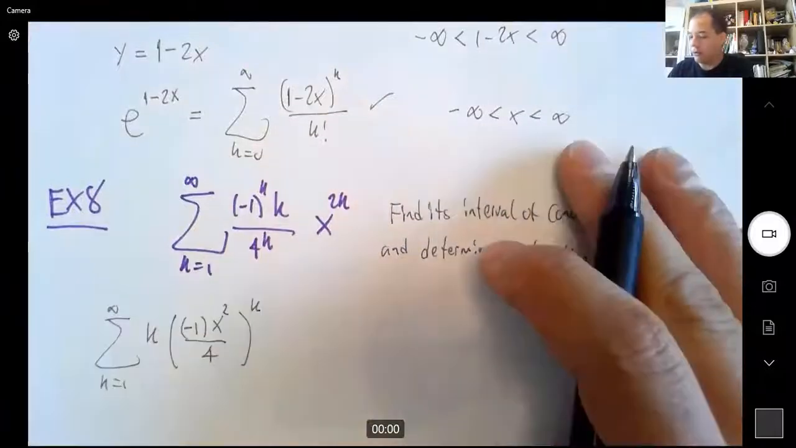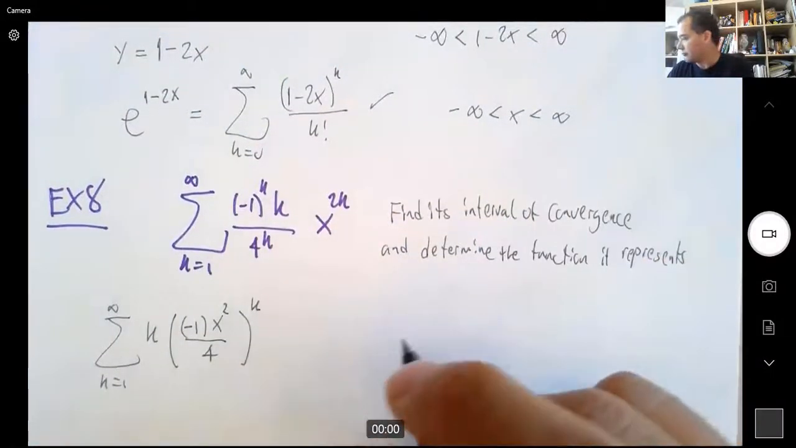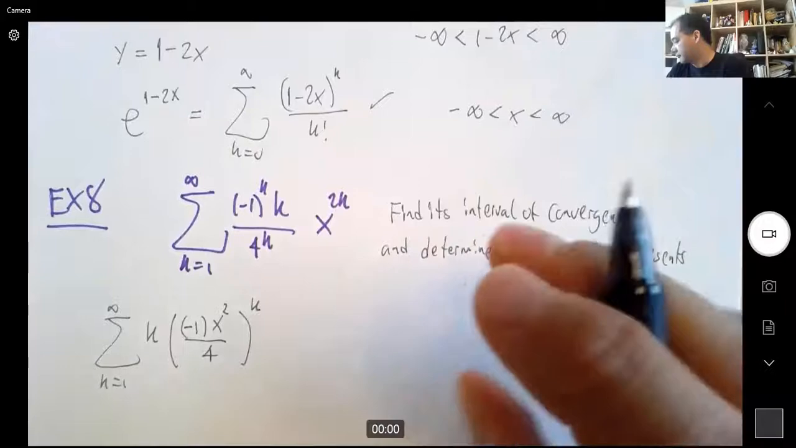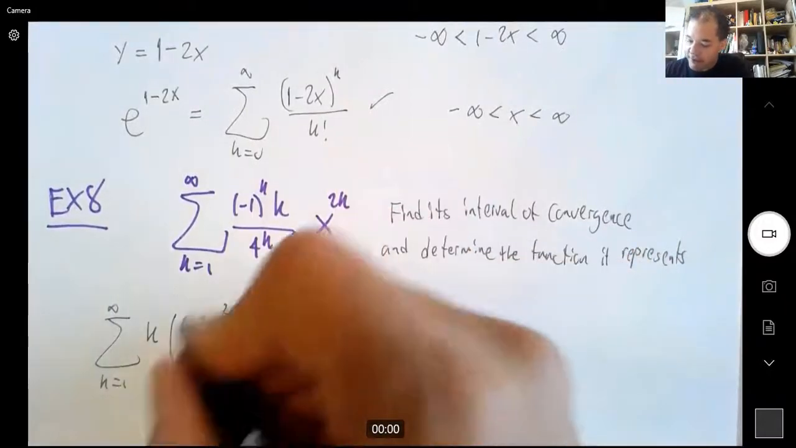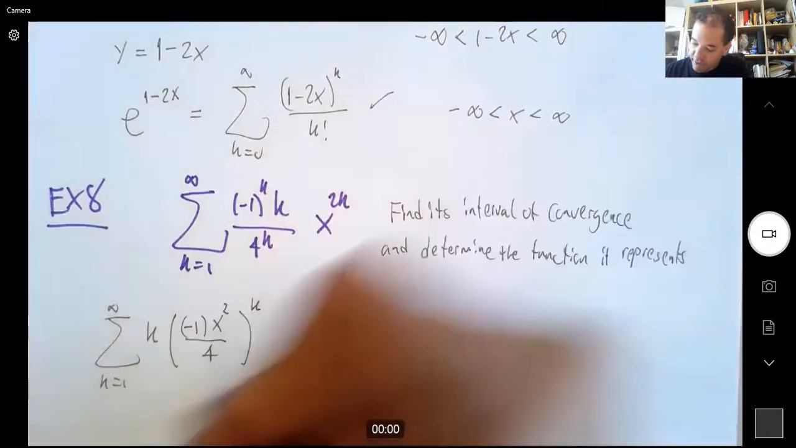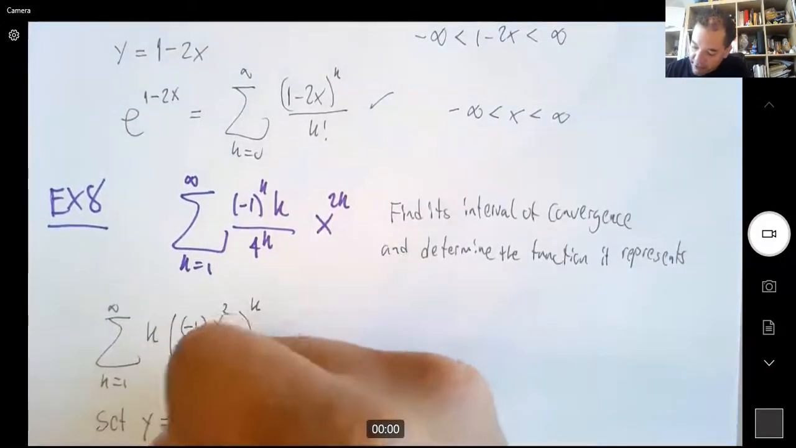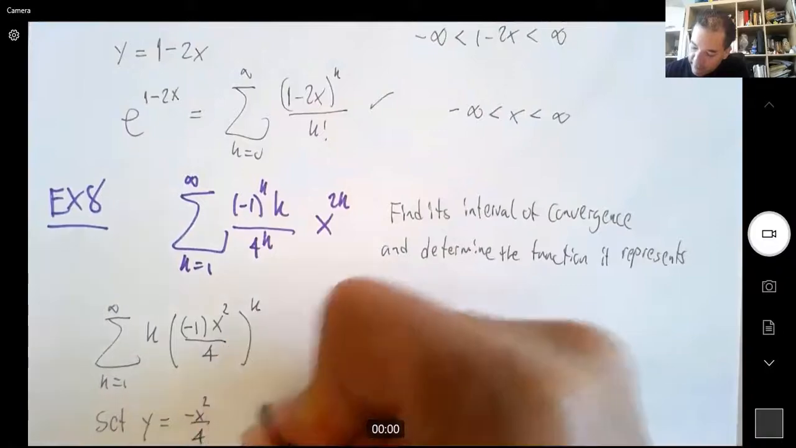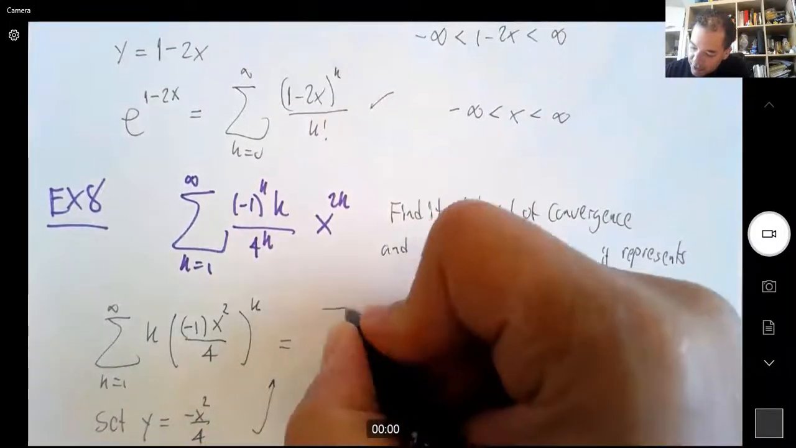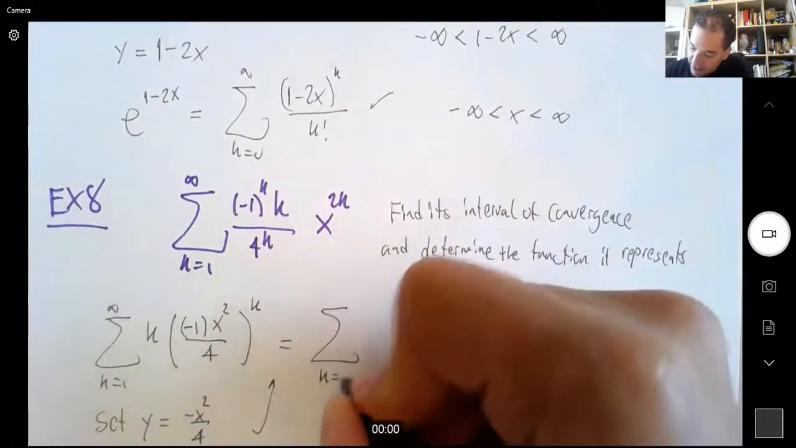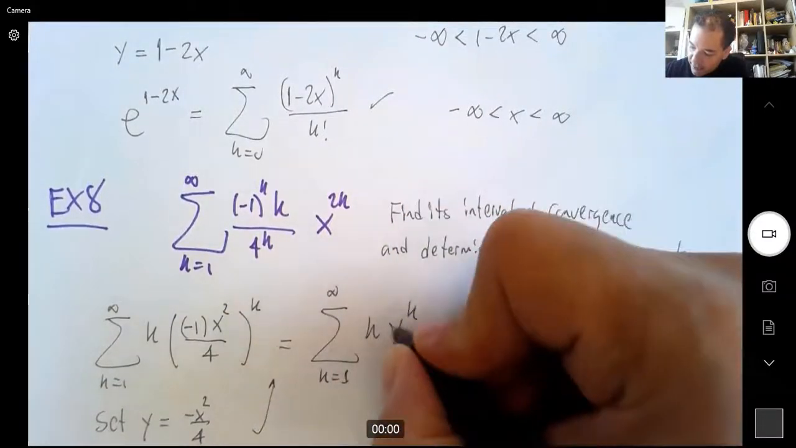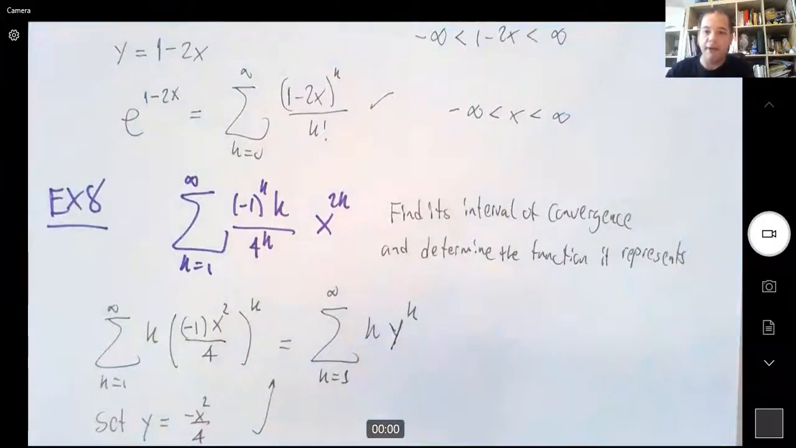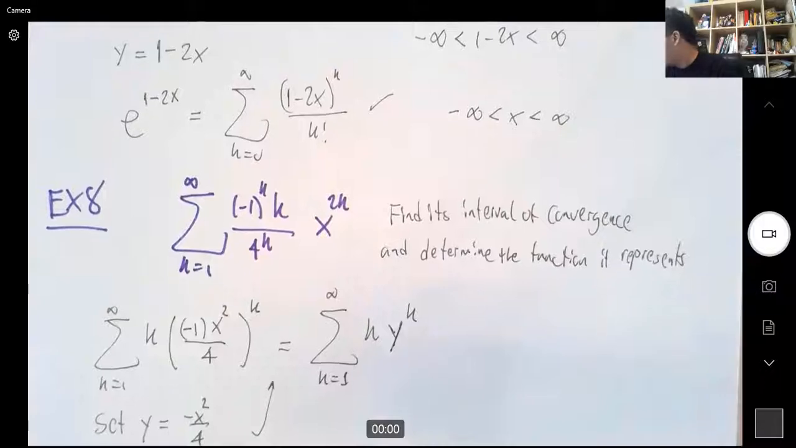And here's why I want to do that. Because, well, if I set this as y, so if I set y as -x²/4, then my new power series actually doesn't look as bad anymore. It looks like k y to the k. See, that's not too bad, right? That is not as challenging as we would think, right?